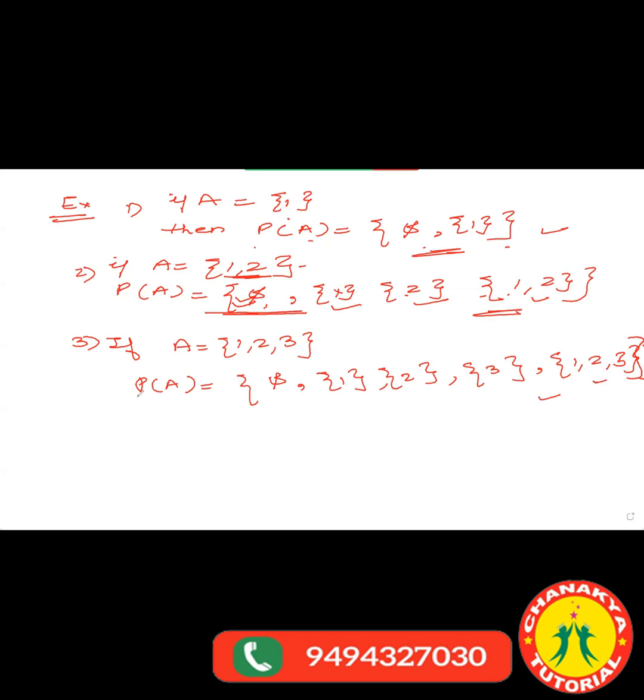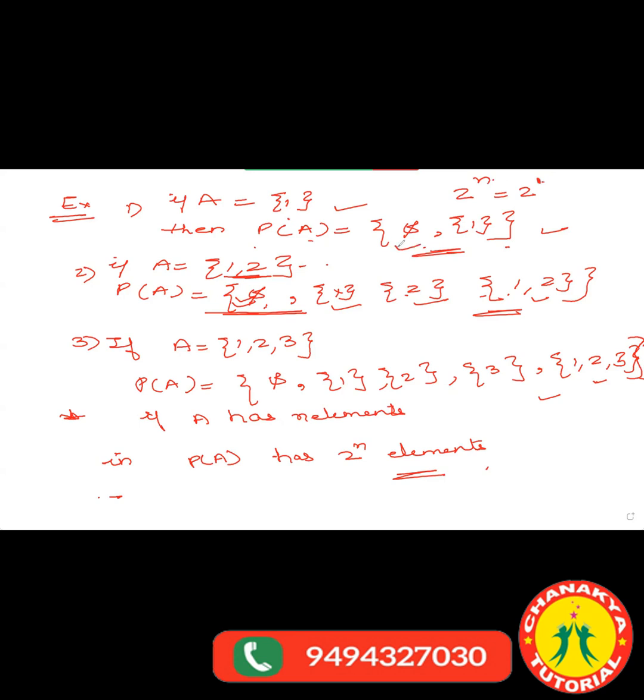Yes, ma'am. Now, see, children, one important note: if A has n elements, then how many elements does the power set have? The power set has 2 raised to the power n elements. Is it clear? You can check your answer also. See, in the first example, I have taken only one element. So 2 raised to the power n is equal to 2 raised to the power 1. I have put the value of n as 1.